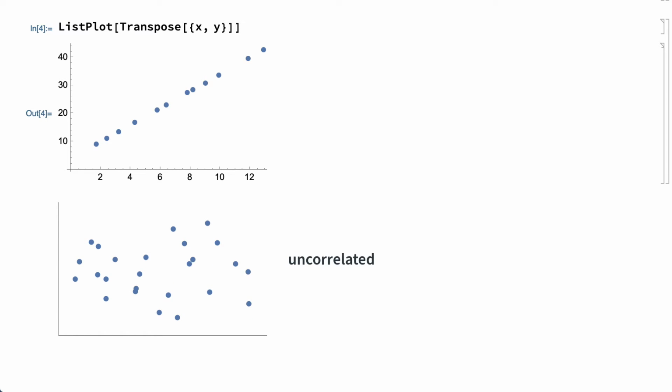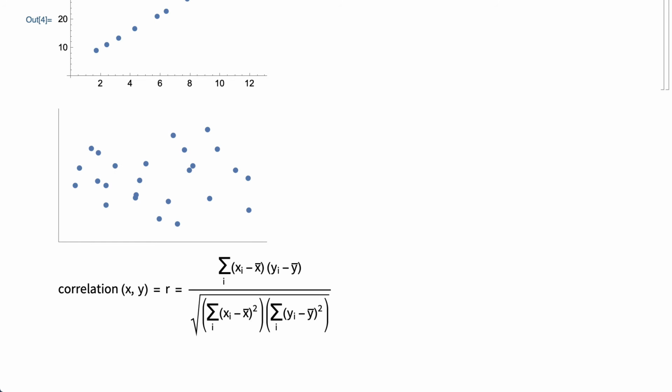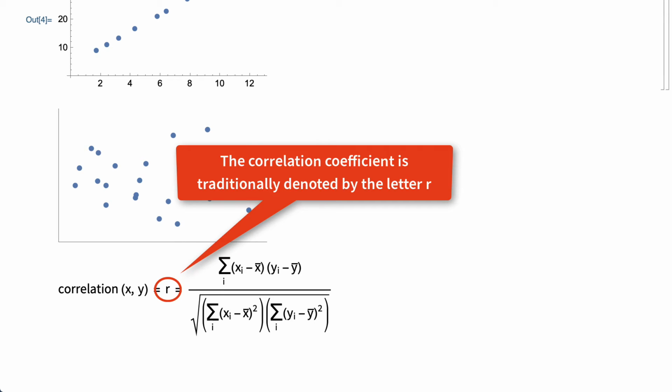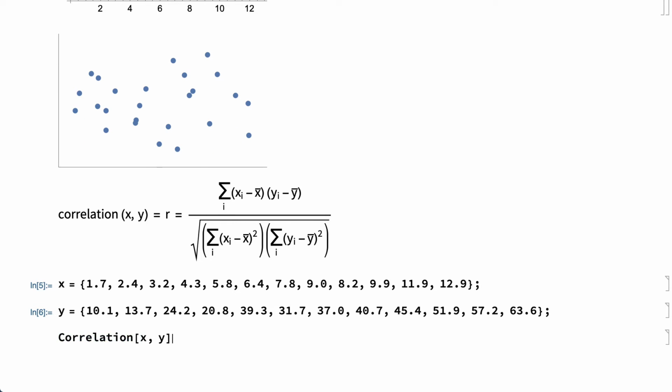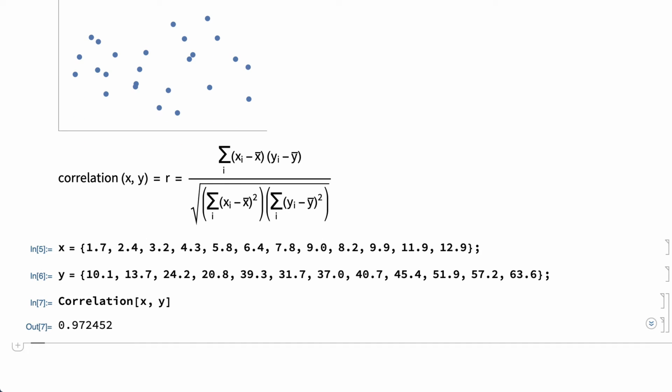This correlation relationship is commonly quantified using a number called the correlation coefficient, which is defined by this formula. This gives the correlation coefficient for lists x and y. The correlation coefficient is traditionally denoted by the letter r. The correlation coefficient can be computed using the correlation function. For example, these inputs use the correlation function to compute the correlation coefficient for lists x and y.